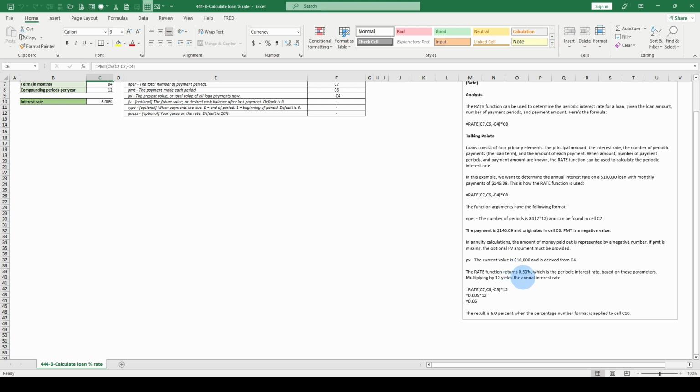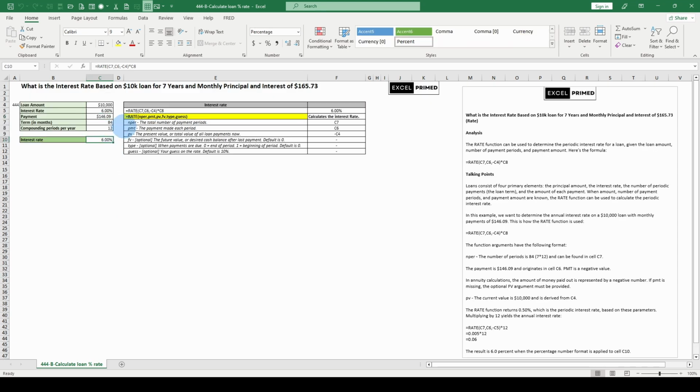The RATE function returns 0.5, which is the periodic interest rate. Multiply that times 12. There we go. Rate, C7. Number of periods, payment, C6. Present value, negative C4. Why? It's a loan. We have to put it as negative. Times C8, which is 12. The outcome will be 6%.